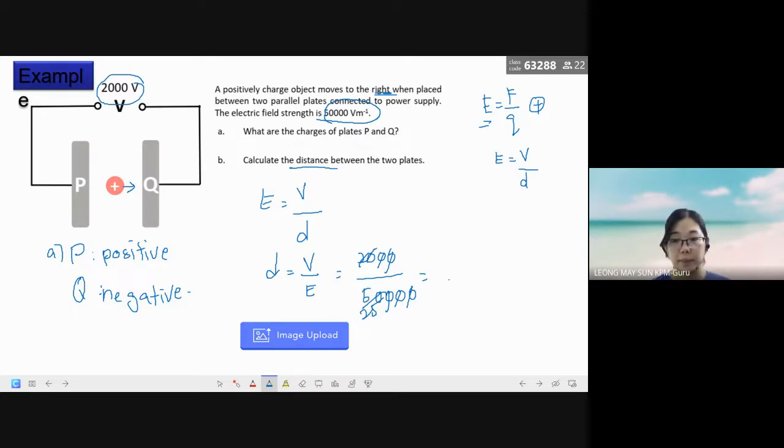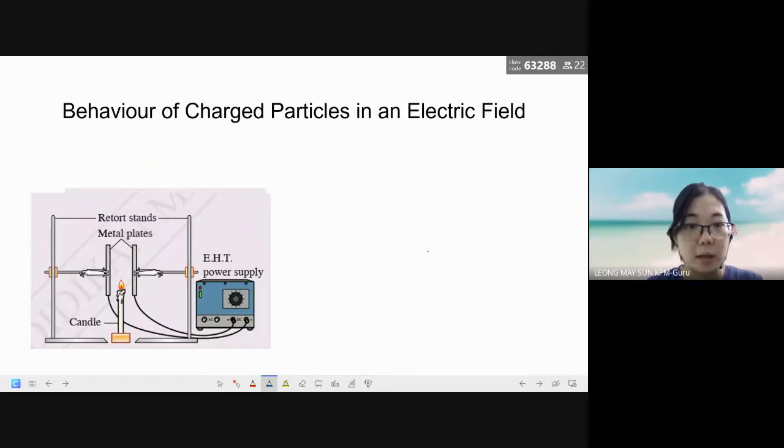0.04 meter. Okay, so this is how you answer the question. Don't bother asking about the electric force formula. All right, there is an electric force formula, but you do not need it for SPM, so I'm not introducing it at all. Okay, so up to here, I hope you guys are okay.